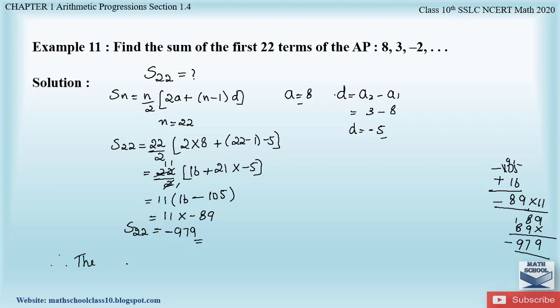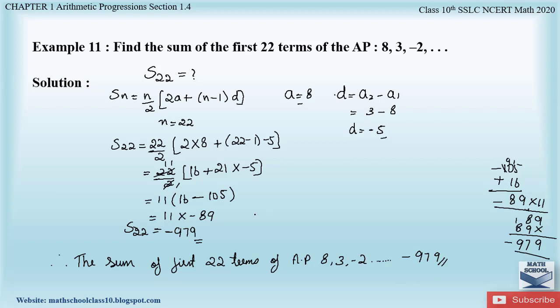Therefore the sum of the first 22 terms of the AP, that is 8, 3, minus 2, is given as minus 979. Okay, this is how we solve the problem.